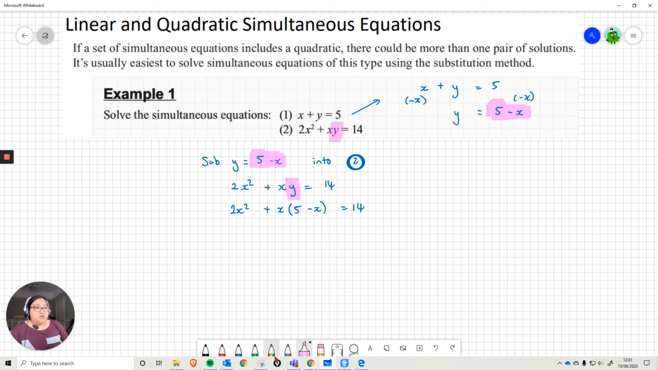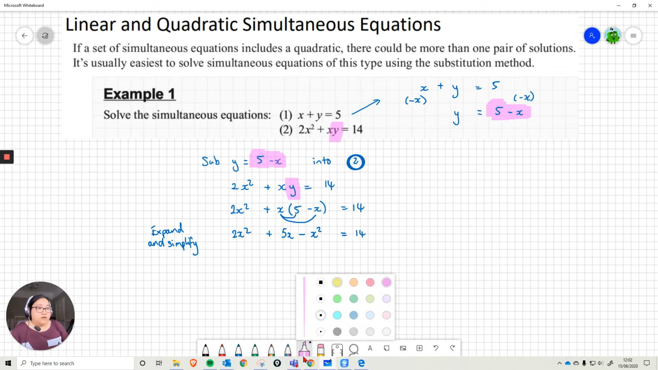Once you've done the substitution, we're now going to expand and simplify. We're going to expand the bracket and simplify the equation before we solve it. So I'm going to have 2x squared plus x times 5, 5x, x times minus x, minus x squared, still equal to 14. Try to remember this 14. It's a common mistake that's made. People tend to forget it's there.